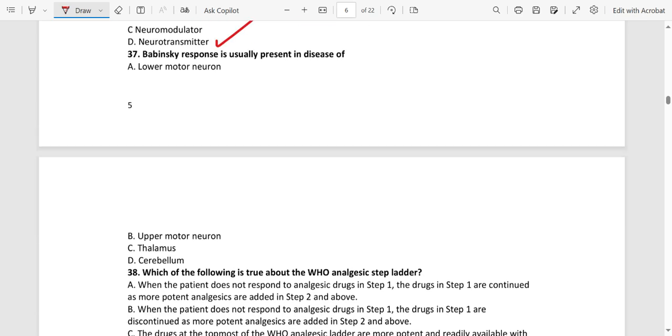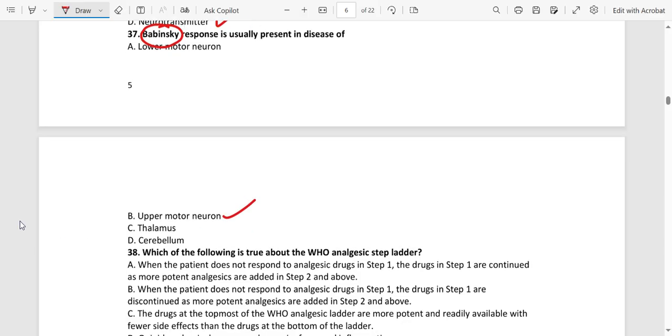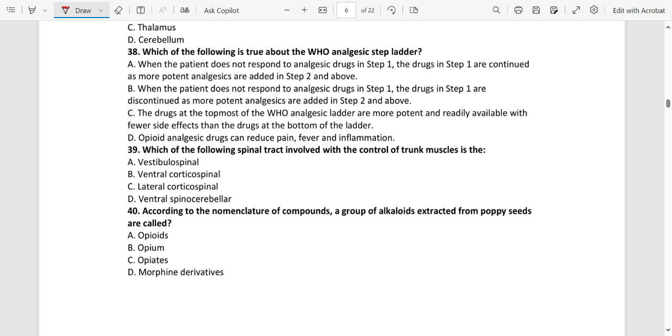37 is saying Babinski's response is usually present in disease of lower motor neuron, upper motor neuron, thalamus, cerebellum. What do you think for this one? Remember, we said Babinski sign. There's also what we call clonus. Hope you remember how to do clonus if you've done the CNS exam in clinical skills. So these are upper motor neuron signs if there's a lesion to upper motor neurons.